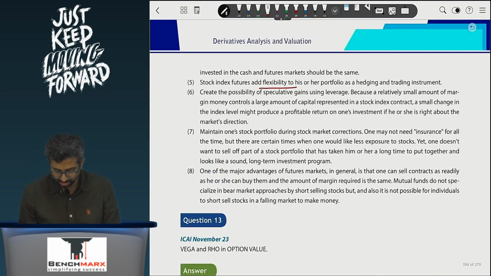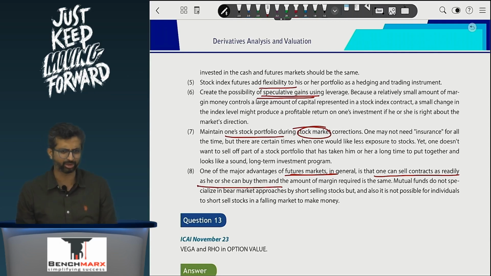There is some flexibility over here. There are possibilities of speculative gains. You can maintain one stock portfolio during stock market corrections. And one of the major advantages of the futures market is that one can sell contracts as readily as one can buy them. So that is liquidity. In case of index futures, it is relatively high as compared to stock futures.